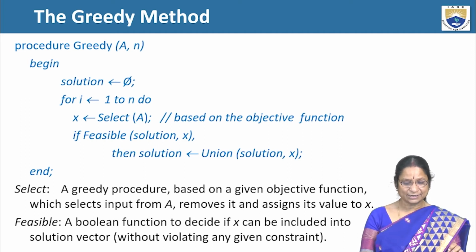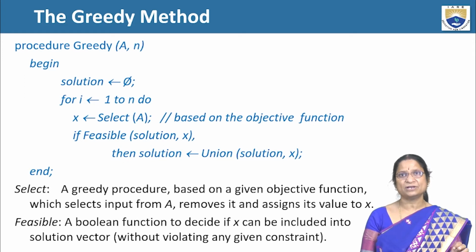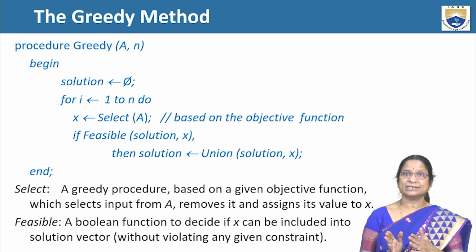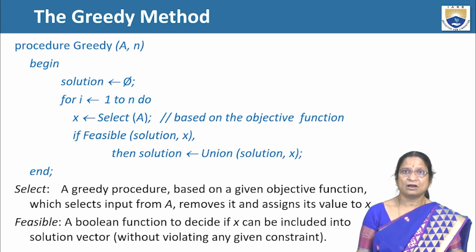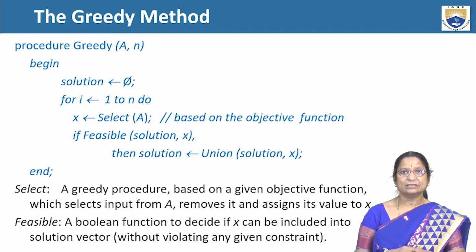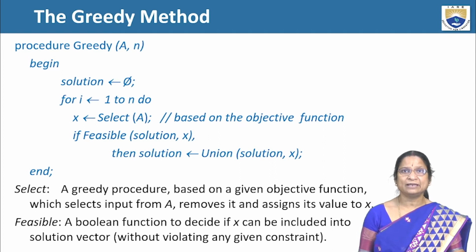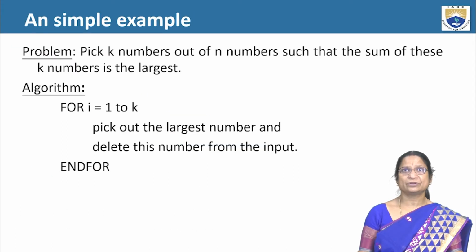So what is the constraint? We are checking if feasible. Feasible is a Boolean function. It will return true if by adding this value or choice to the existing solution, it will give the optimal value, which means it is not violating any existing constraints. This process is continued until the selection from A is exhausted, so that we can get the optimal solution.